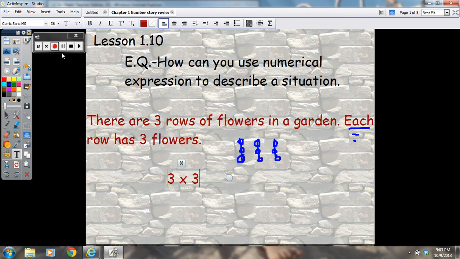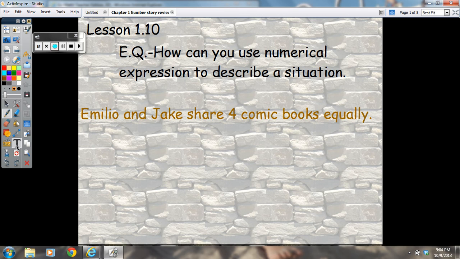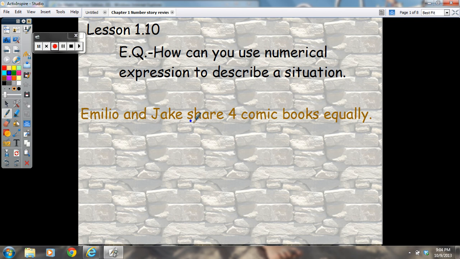And finally, for our last situation, we have this here. Emilio and Jake share 4 comic books equally. So what we need to do is figure out what operation this is showing. So if Emilio and Jake are sharing 4 comic books, this word sharing and this word equally, when that's together in a situation, that is normally a good clue that it's going to be a certain kind of operation. So here are the 4 comic books that Emilio and Jake are sharing equally.